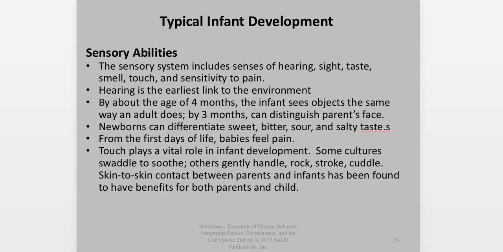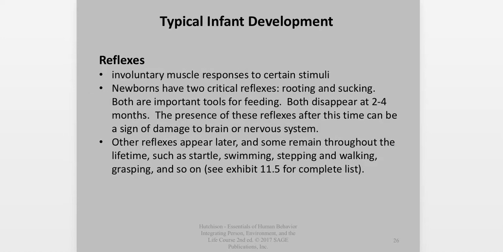But it's stated that skin-to-skin contact between parents and infants has been found to have benefits for both parents and child. Reflexes are the involuntary muscle responses to certain stimuli, and infants are born with two critical reflexes, rooting and sucking. Rooting is the reflex that when the cheek is touched, the infant turns toward that touch. And of course, that could be a finger, it could be a breast. So you can see how that becomes pretty important in the development of the infant. It really is a survival instinct, so to speak, as well as the sucking reflex.